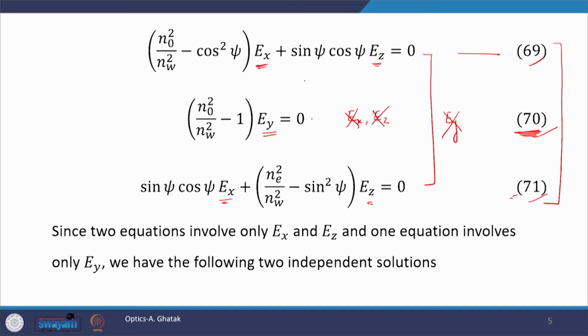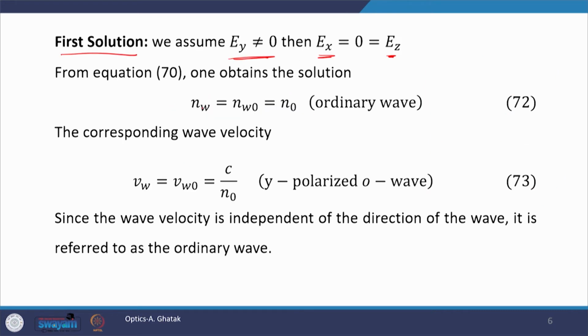Since both E_x and E_z are equal to 0, we cannot use 69 and 71. What we are left with is equation number 70. Since E_y is not equal to 0 and on the right hand side we have 0, the coefficient term must be equal to 0. Therefore in this equation the coefficient must be equal to 0, and from here we can write N_w is equal to N_w naught, which is equal to n_o.